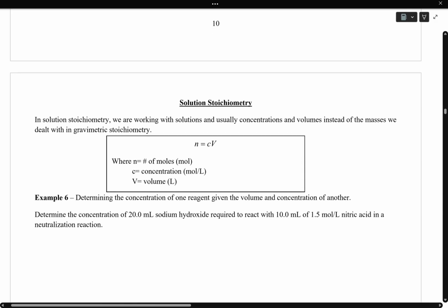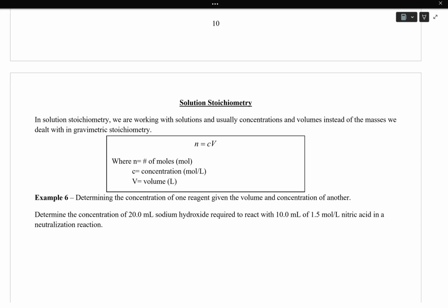We're going to move to solution stoichiometry so you get the idea of how to do the same kind of mole ratio questions, but now with solutions. And then you can work on some more problems on your own. Okay? Okay, so here we go. Same idea, but now instead of masses that we're dealing with, we are going to be dealing with solutions. And so we're going to have concentrations and volumes instead of masses that we dealt with in gravimetric stoichiometry.